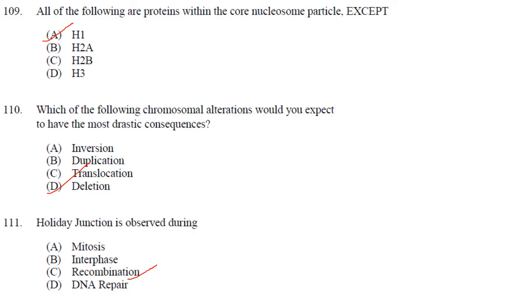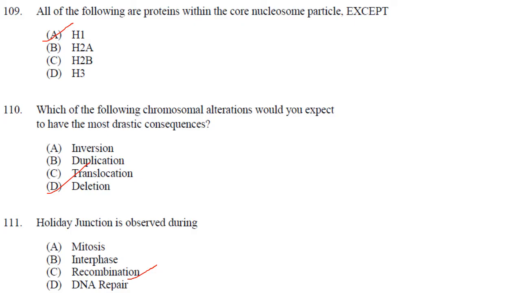So options B, C, D are not the correct answer because they have asked for the one which does not form the core of the nucleosome particle, and it is option A, H1, that is the answer. H1 is a linker between nucleosomes. 2 nucleosomes are linked to each other by H1. Answer is option A. The next one.